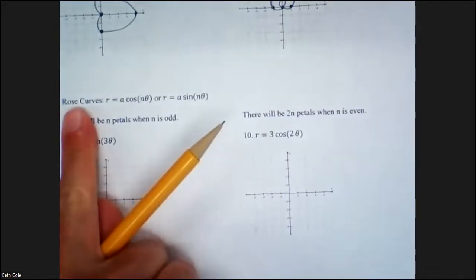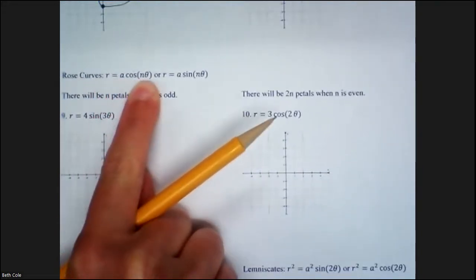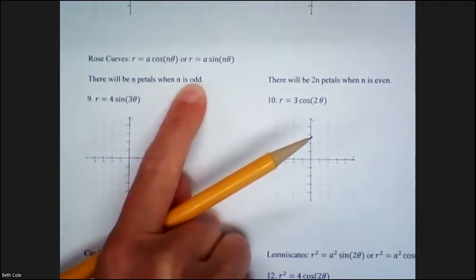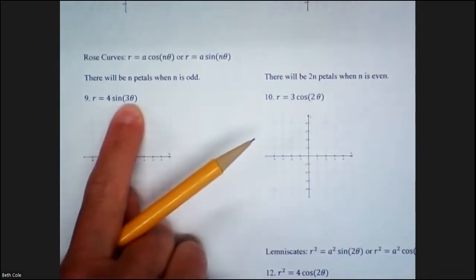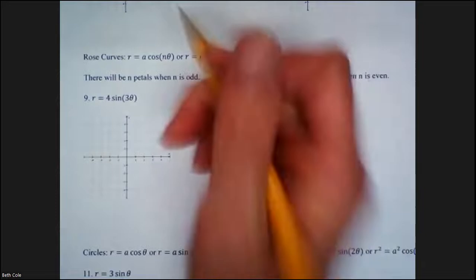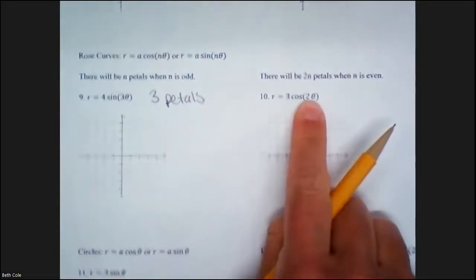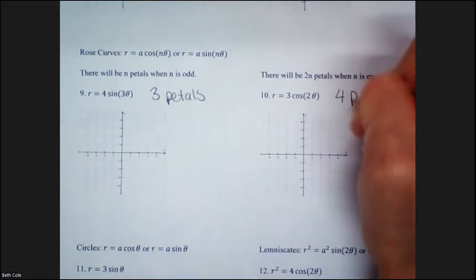Now we're gonna do the rose curves. Ooh, roses, okay? These follow the pattern r equals a cosine n theta or r equals a sine n theta. There will be n petals when n is odd. There will be double n petals when n is even. So look at this one. You see that 3 right there? 3 is odd, okay? So this one is gonna have 3 petals. Look at this one. Do you see here there's a 2 right there? 2 is even, so you double it. So how many petals will this one have? This one will have 4 petals.